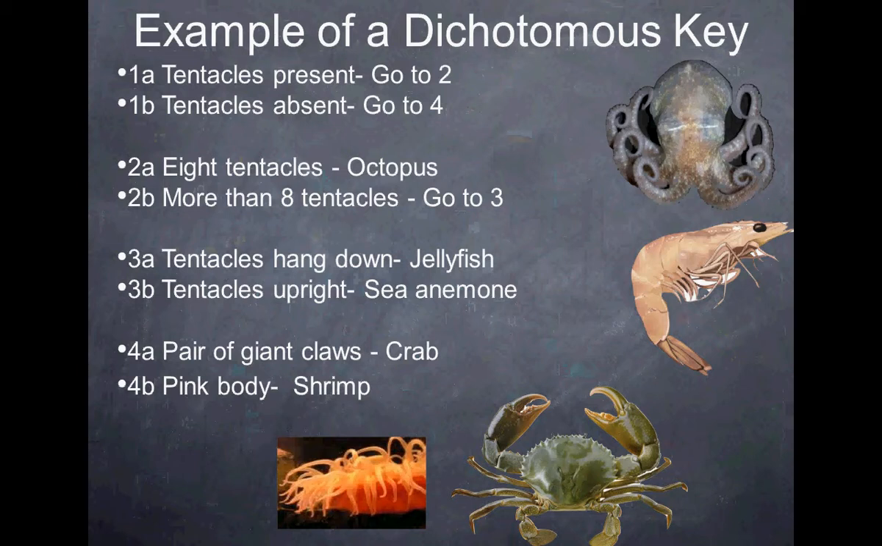Nick, what's that one? Jellyfish. Reed, go through the steps. Tentacles present. Yep. More than eight tentacles. Okay. And tentacles hang down. Yes. Jellyfish. How about this one? Who could do that? Correct. Tentacles absent. Yep. And giant claws. Yep. So that is a crab.